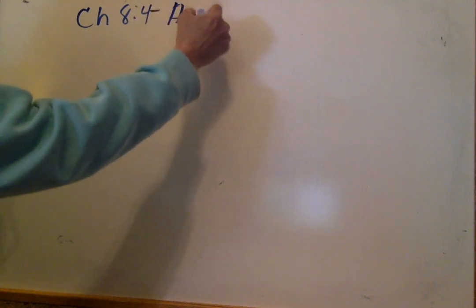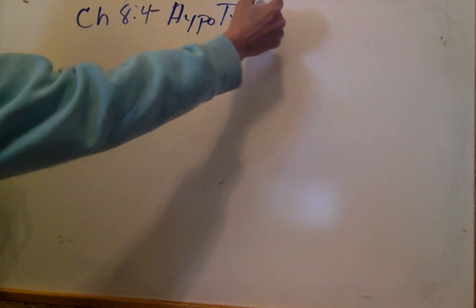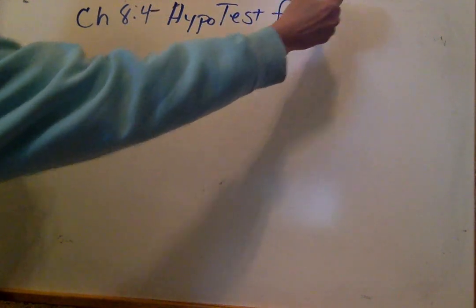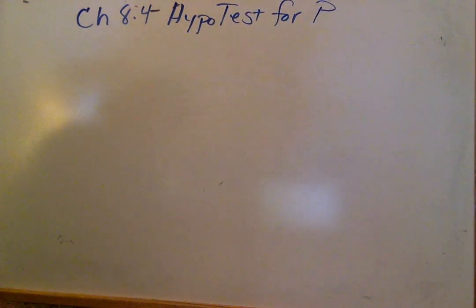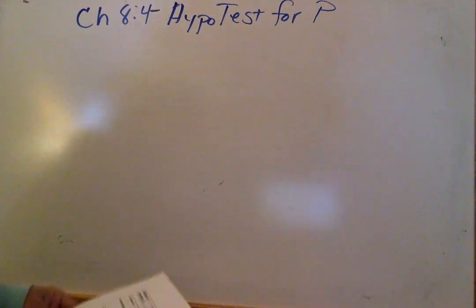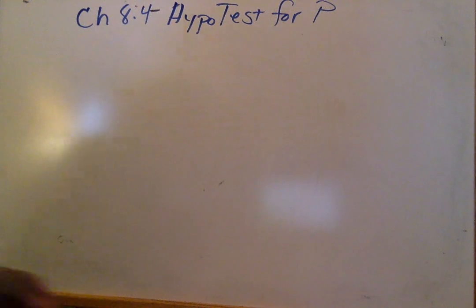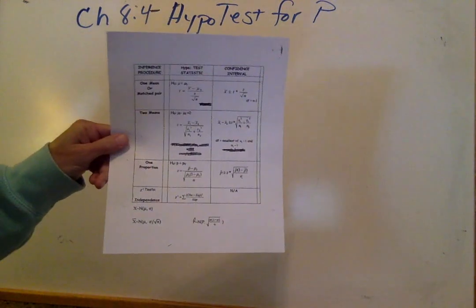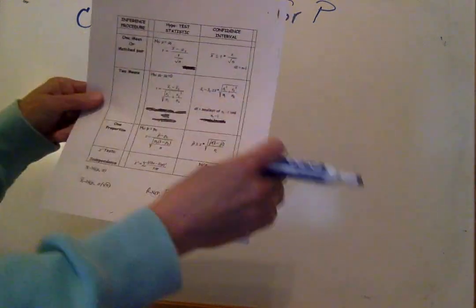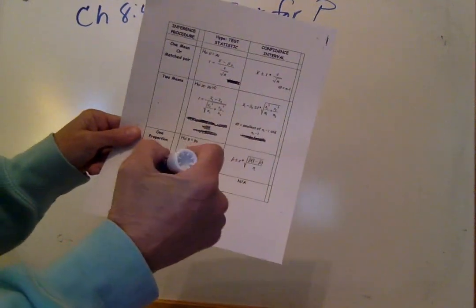So again, you can either print the notes or take notes as we go. P is the population proportion. It is always helpful to have your CI chart out and your cheat sheet. So let me remind you again on the cheat sheet.